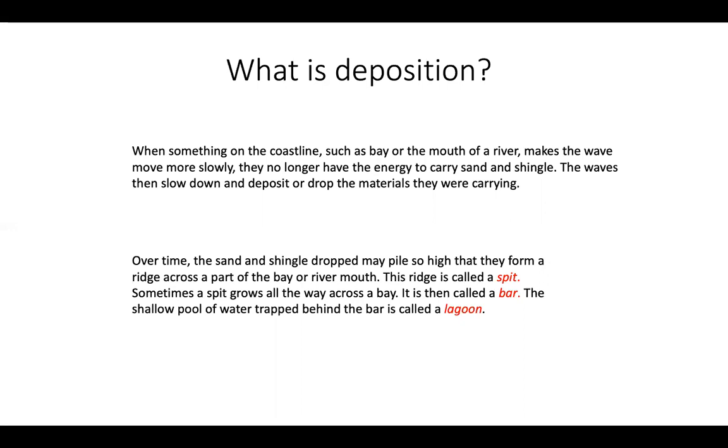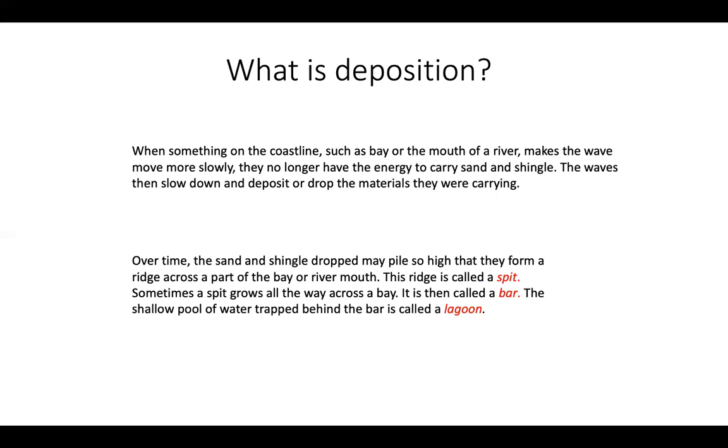So when something on the coastline, such as a bay or the mouth of a river, makes the wave move more slowly, they no longer have the energy to carry sand and shingle. So the waves then slow down and deposit, or drop, the materials they were carrying. And over time, the sand and shingle may pile so high that they form a ridge across a part of the bay or river mouth. This ridge is called a spit.